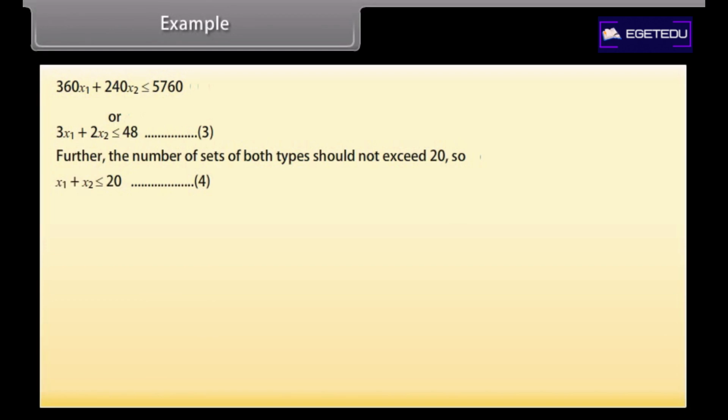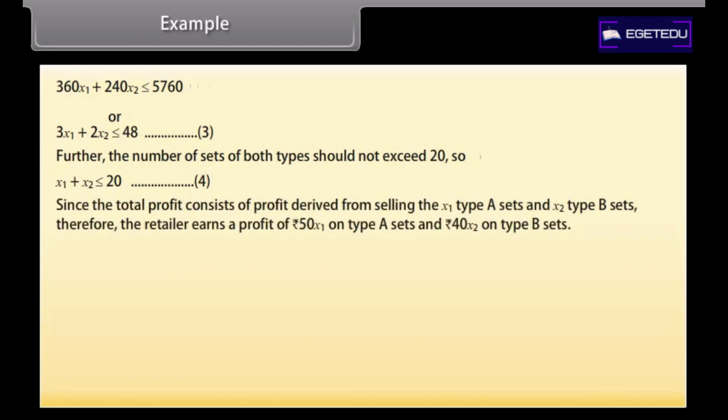Mark it as 4. Since the total profit consists of profit derived from selling the x1 type A sets and x2 type B sets, the retailer earns the profit of rupees 50 x1 on type A sets and rupees 40 x2 on type B sets. So the total profit is given by Z equals 50 x1 plus 40 x2.